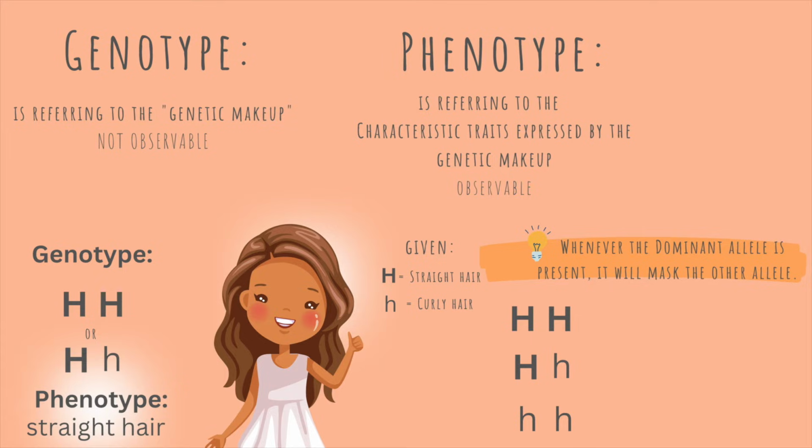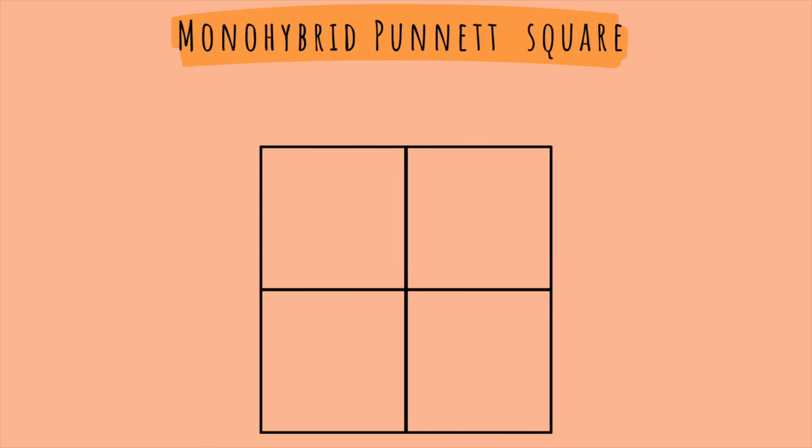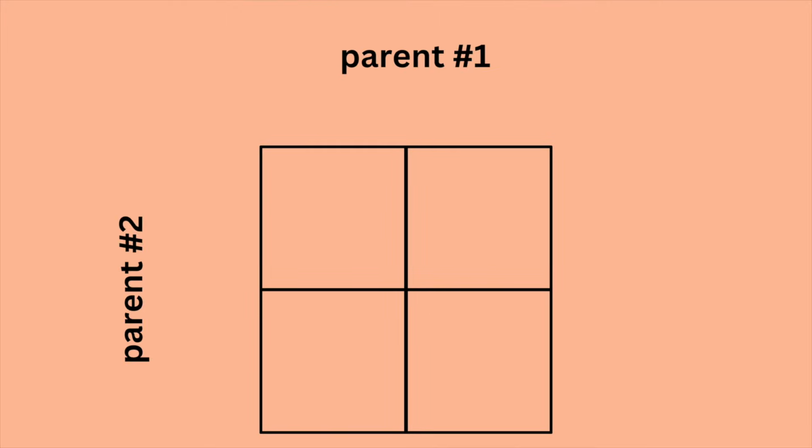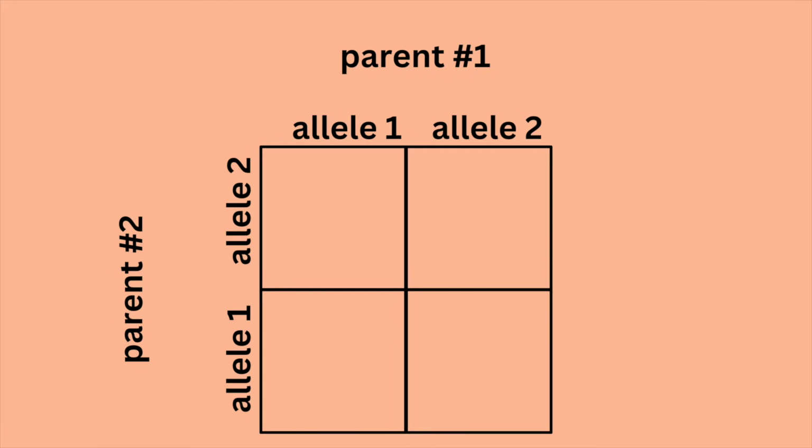Okay, so now that we know the basic terminology, let's look at some Punnett squares. We'll first look at a monohybrid Punnett square. We use these to examine only one trait. Parent 1 and 2 go on the sides like this. And remember, we're studying one trait or one gene. So one gene will have two alleles. So for each parent, we place those two alleles here and here. What's inside the boxes are the possible offspring outcomes.